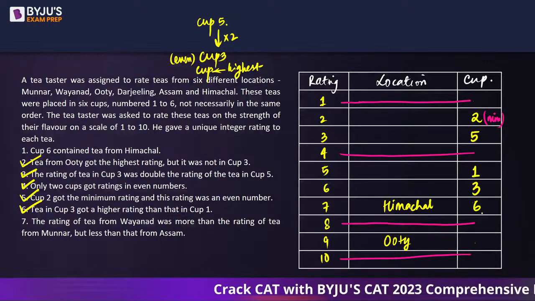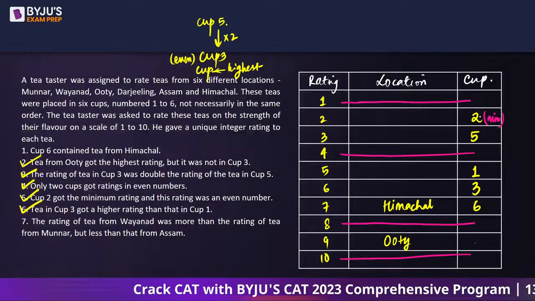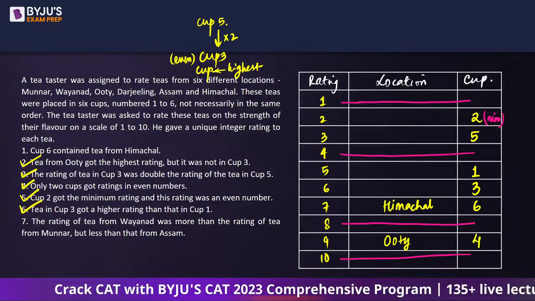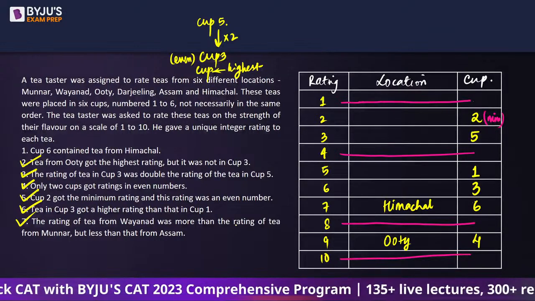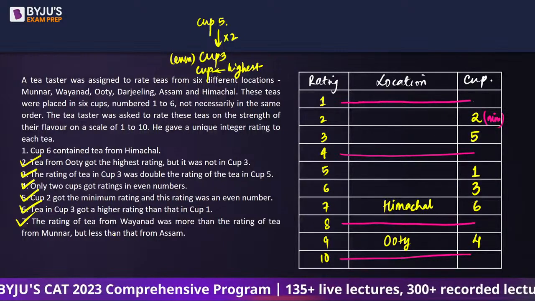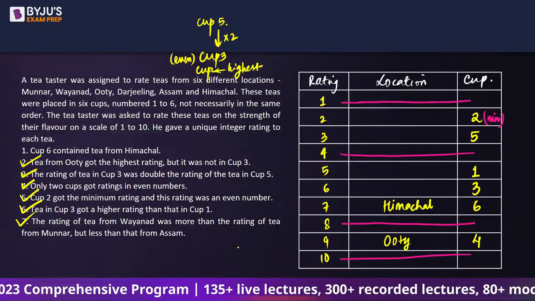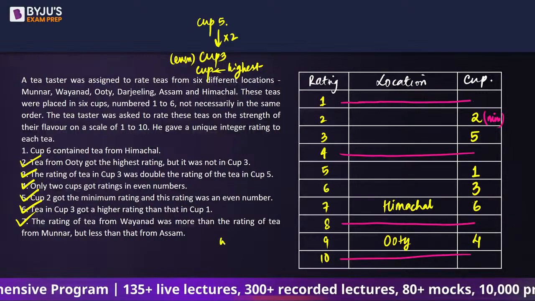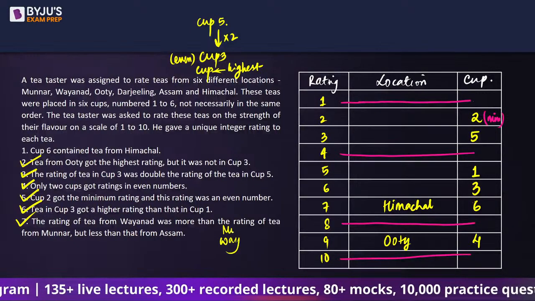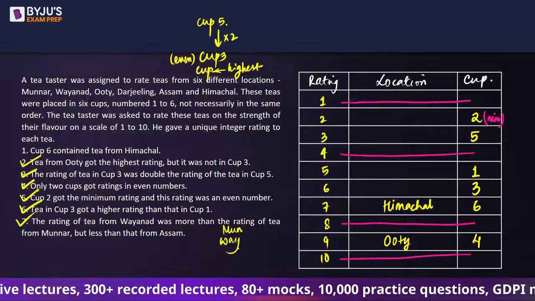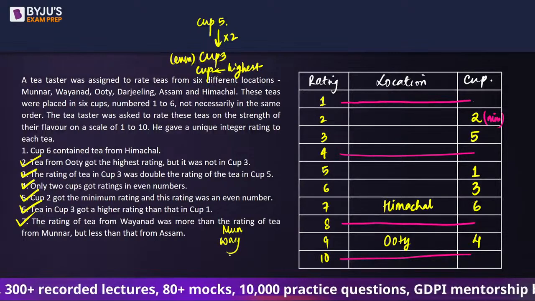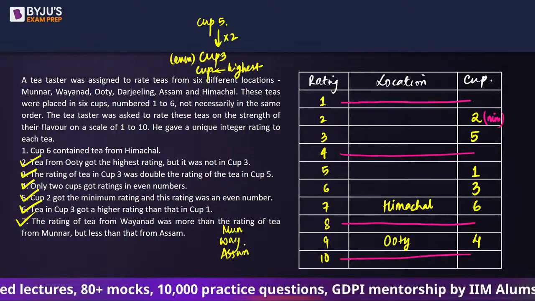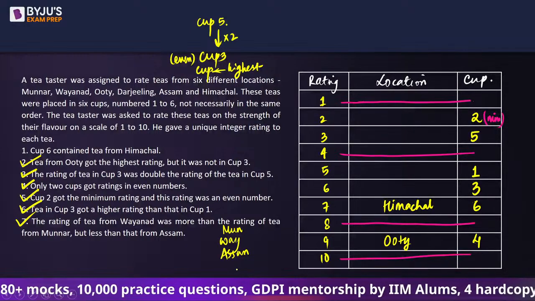And this is going to be 6. So the leftover cup is cup number 4. Seventh statement says the rating of tea from Wayanad was more than the rating of tea from Munnar. So Wayanad should lie below Munnar, and it should be less than Assam. So we need to have Munnar, Wayanad and Assam in that sequence.